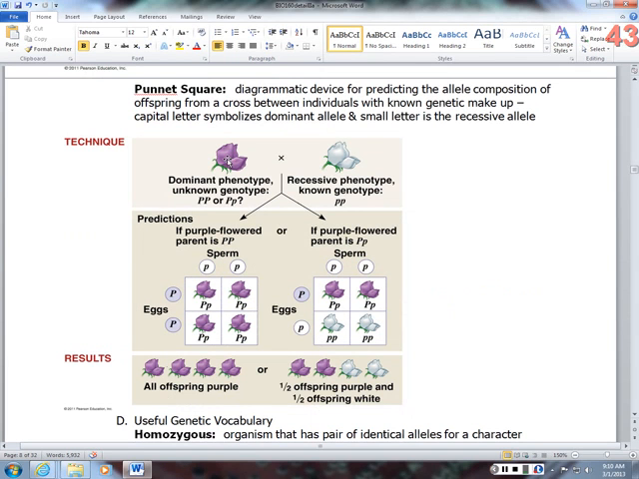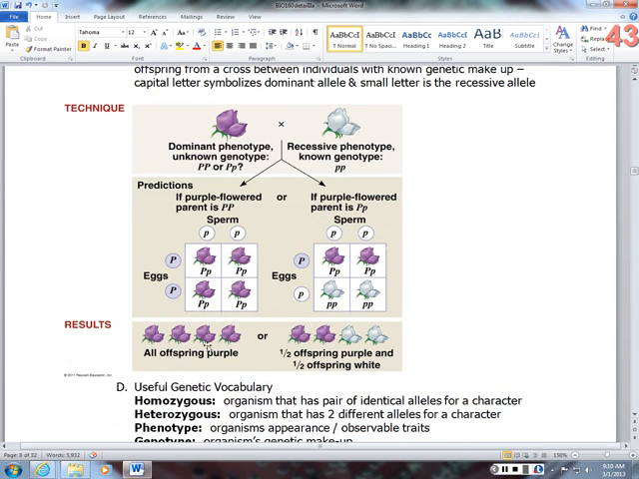So with this one, it's saying, okay, we have a purple flower here. We don't know what its genetic makeup is. We know it can be the 2 big P's or 1 big P, 1 small p. When we made it with the white flower, we know the white flower has to have 2 small p's. So we have to do 2 Punnett squares to figure out the possibilities in there.